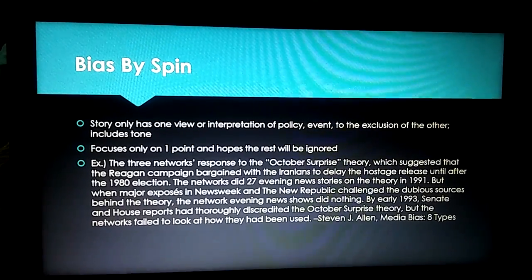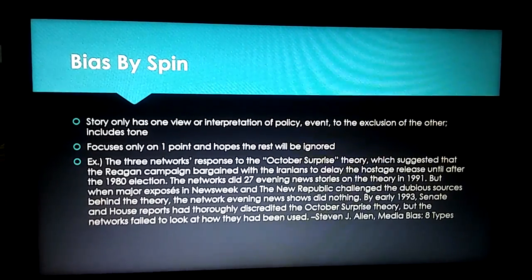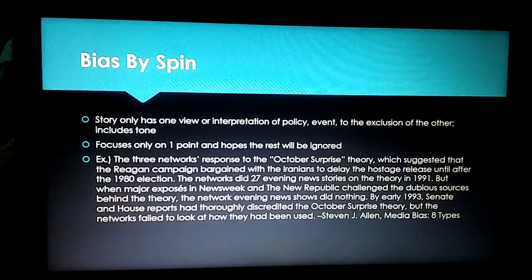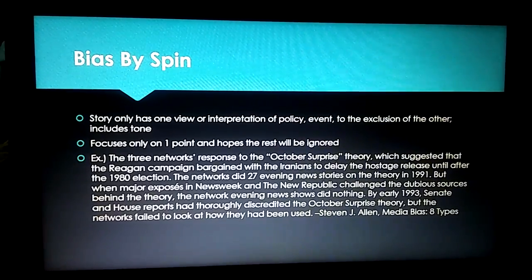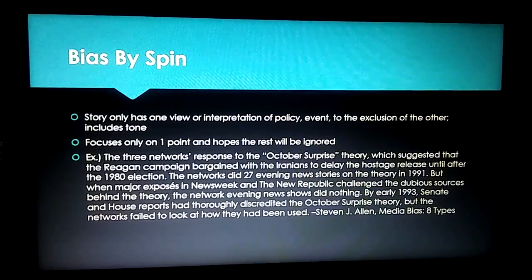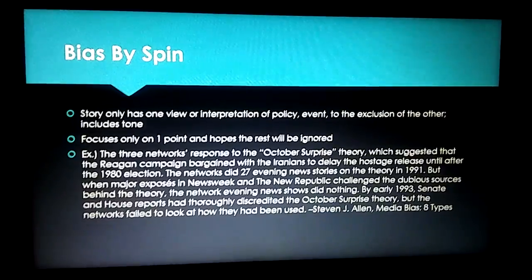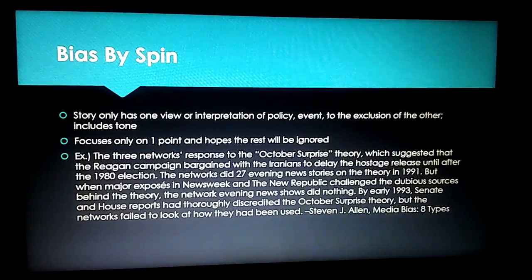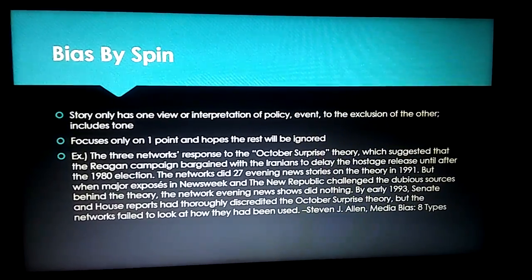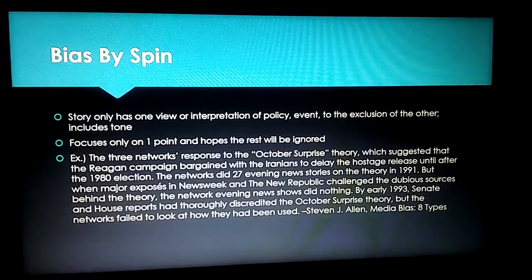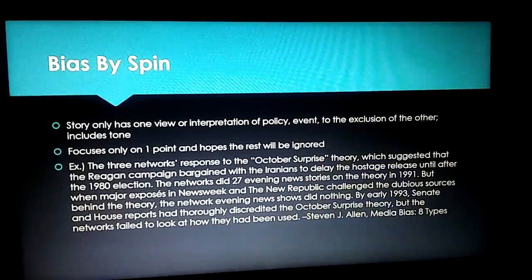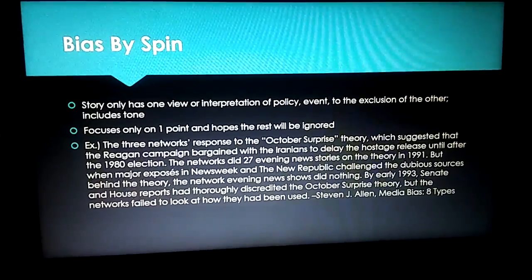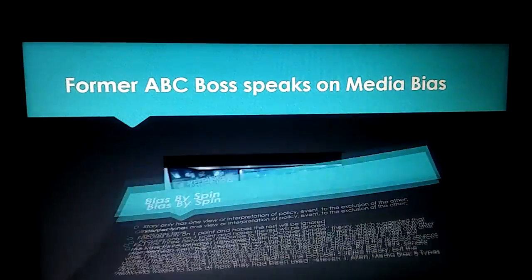The networks did 27 evening news stories on the theory in 1991. But when major exposés and Newsweek and the New Republic challenged the dubious sources behind the story, the network evening shows did nothing. By early 1993, Senate and House reports had thoroughly discredited the October surprise theory, but the networks failed to look at how they had been used. Stephen J. Allen, Media Bias.